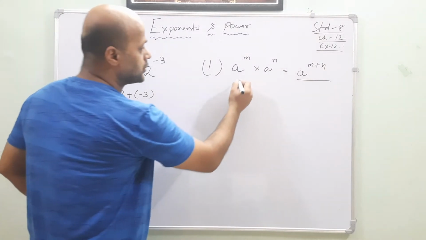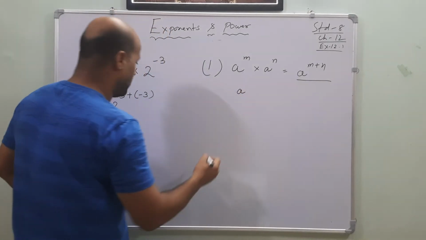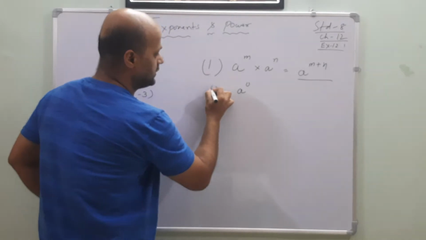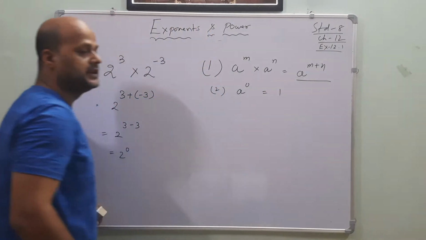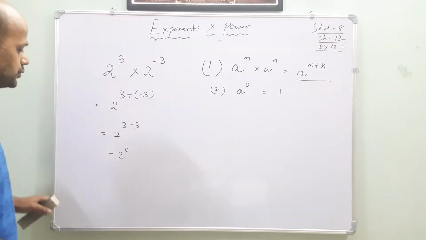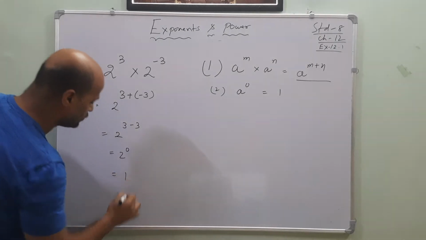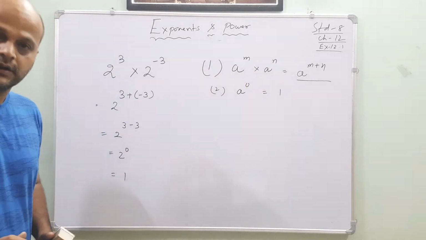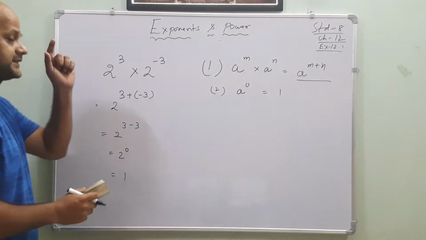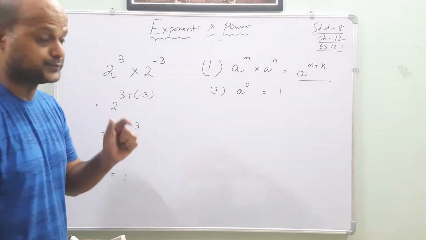Now remember the second rule will come here. A to the power of 0, second one. A to the power of 0 is equal to 1. Anything to the power of 0 is equal to 1. So I will write here the answer is 1. Understood? Now two rules have come here. Understood? Now the next rule, what is it?